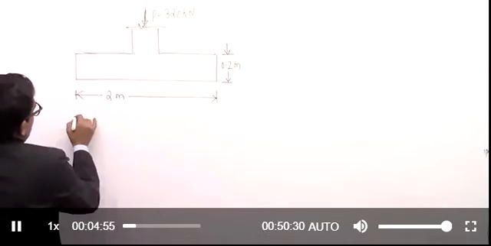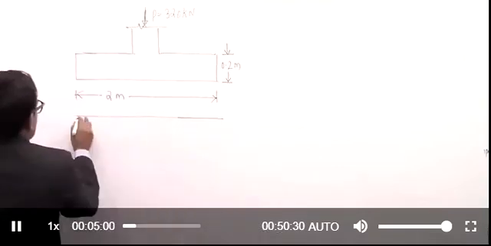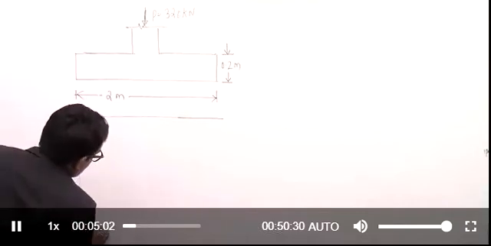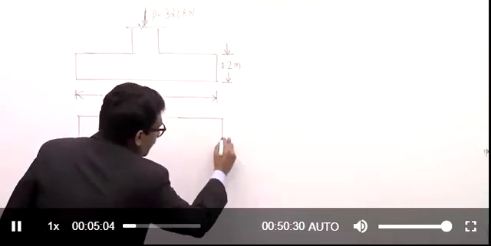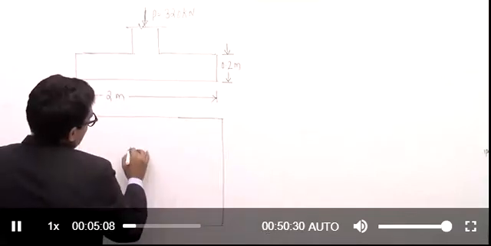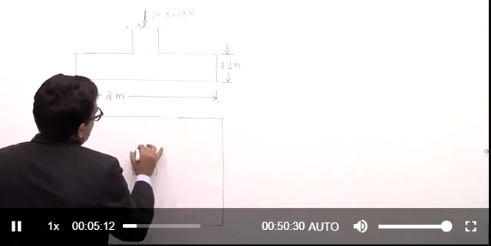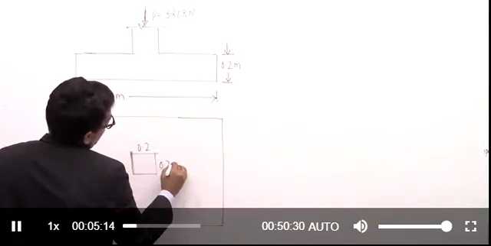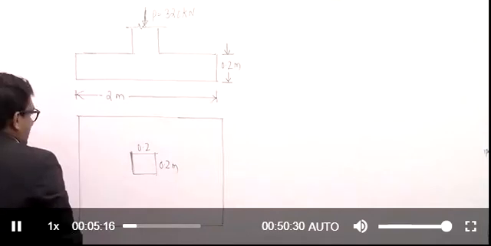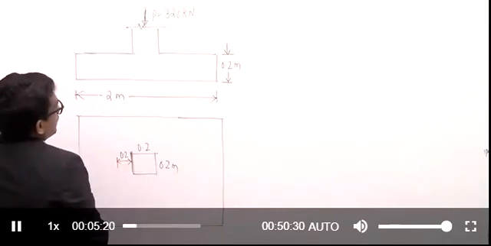As we have discussed, the critical section for one-way shear stress will be at a distance d from the face of the column, correct? This is the square column I have. The critical section will be at a distance 0.2 from the face of the column, right?